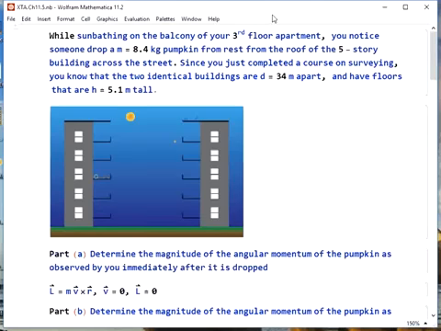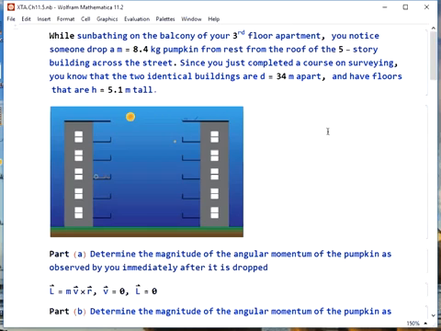While sunbathing on the balcony of your third floor apartment, you notice someone drop an 8.4 kilogram pumpkin from rest from the roof of the 5-story building across the street. Since you just completed a course on surveying, you know that the two identical buildings are D equals 34 meters apart and have floors that are H equals 5.1 meters tall.